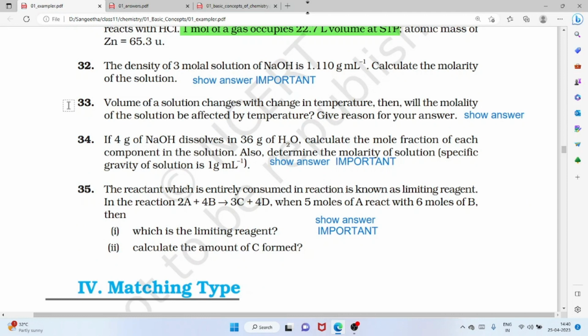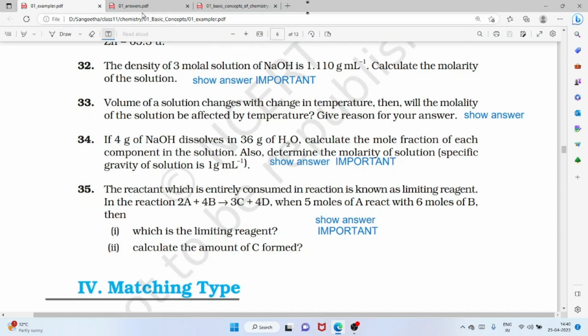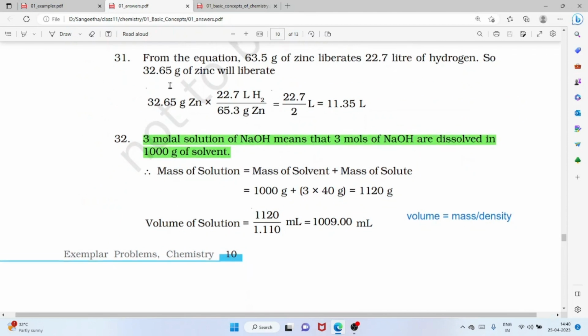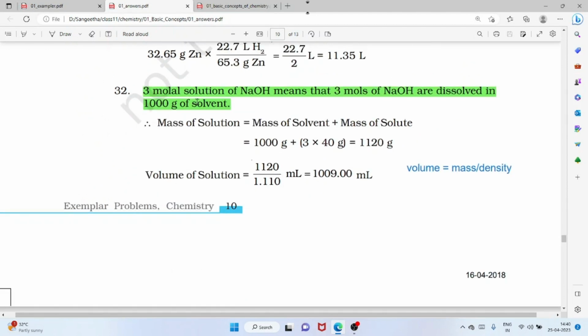The density of the 3 molar solution of NaOH is given. Calculate the molality, they are asking. Okay, molality. 3 molar solution of NaOH means 3 moles of NaOH are dissolved in 1 liter of the solution. So this is the meaning. 3 molar solution means 3 moles of NaOH.